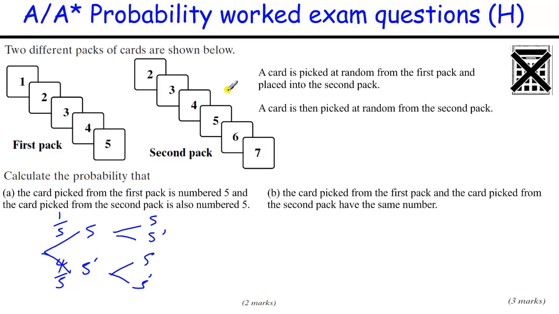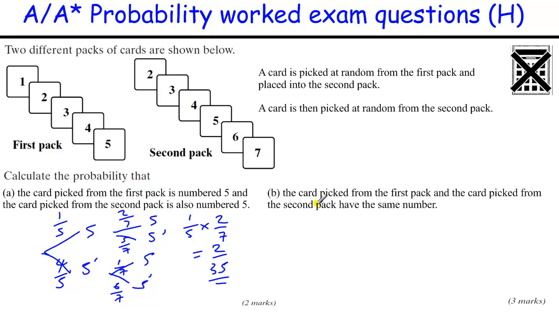If I pick the 5 and add it over here, now the probability is going to be 2 5s out of 1, 2, 3, 4, 5, 6, 7. And this is going to be 5 out of 7 because it must add up to 1. And if I pick a non-5 and add it to here, you're still going to have 7 cards, but only one of them is going to be 5, so that's 1 out of 7, and this is going to be 6 out of 7. So the probability they're both 5s is 1/5 times 2/7, which is 2 over 35.